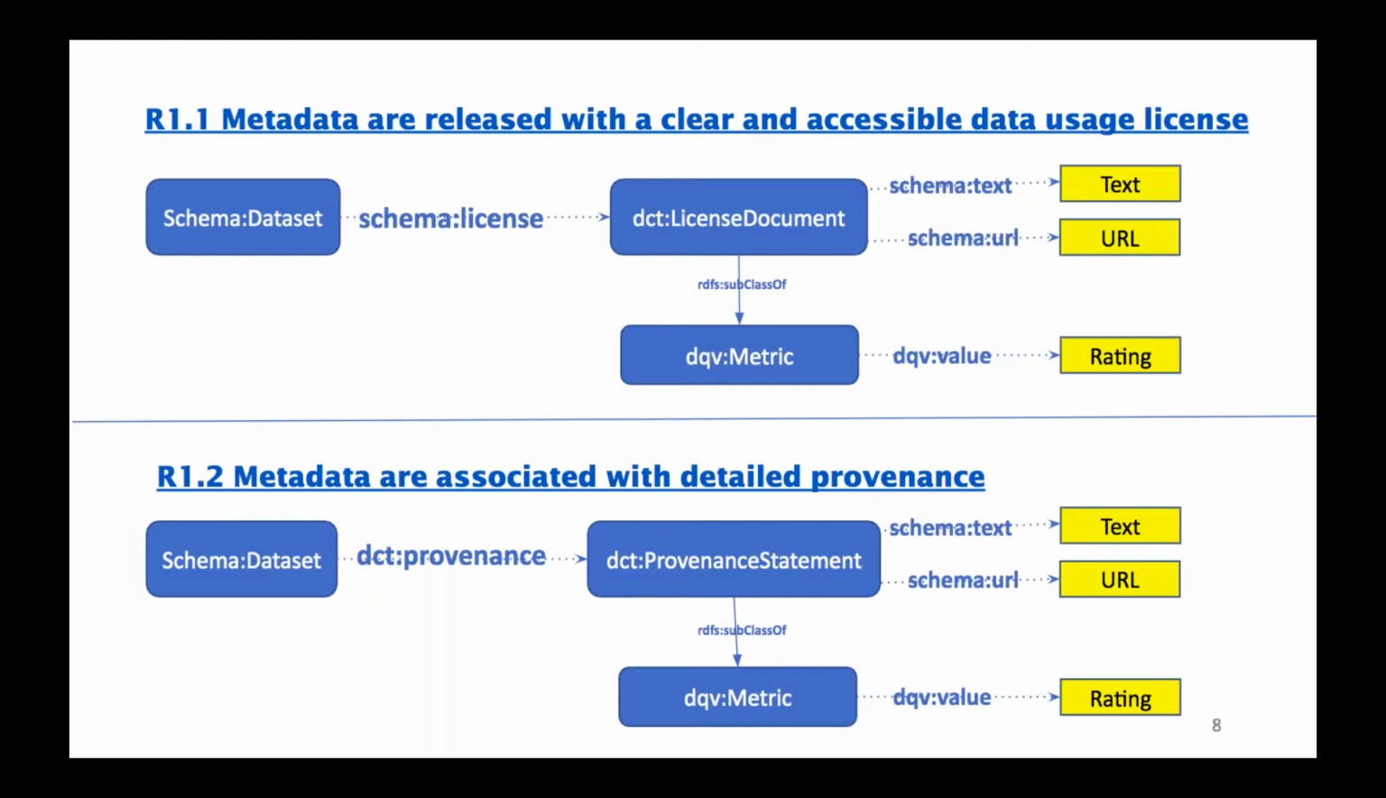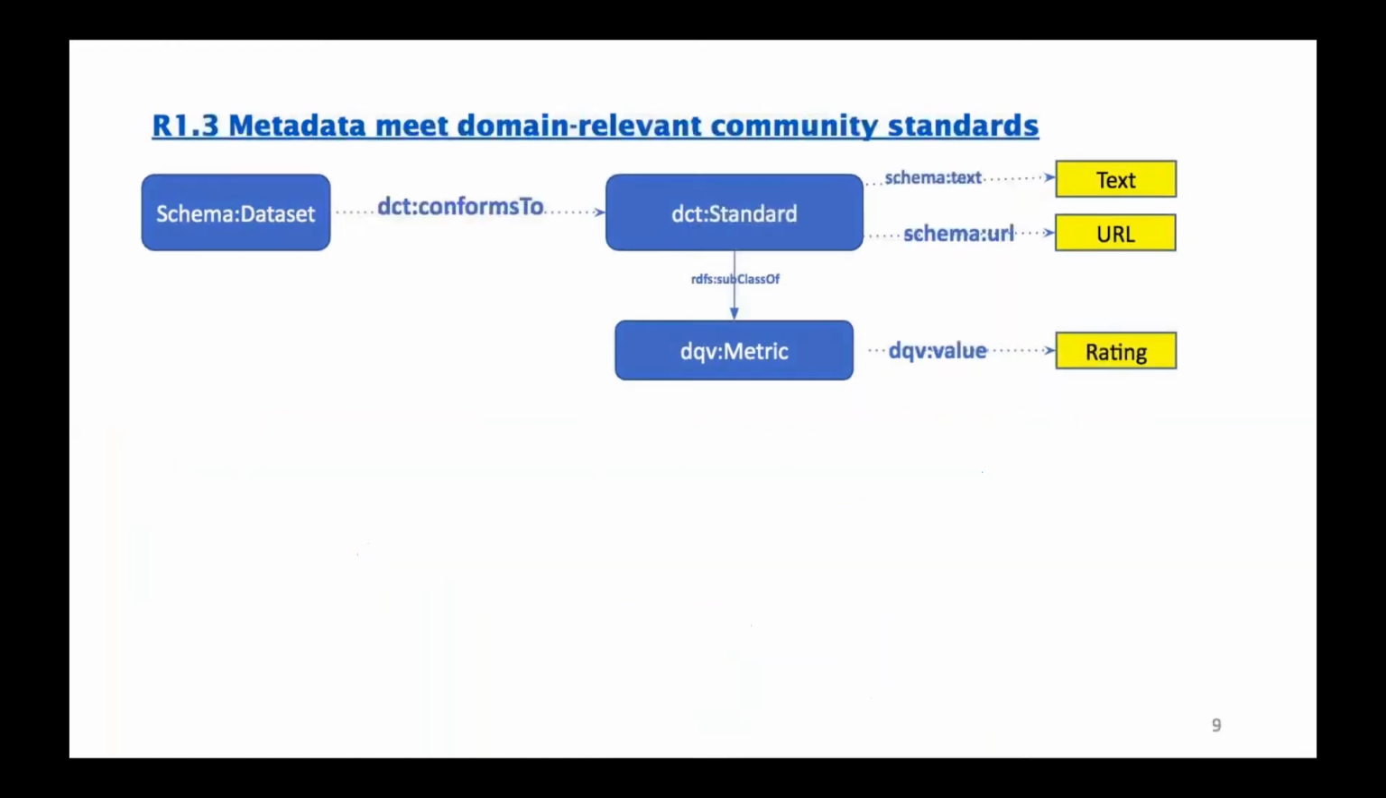And finally, we have R1.3: metadata meet domain-relevant community standards, using the property called conforms to, linking the dataset to a class called standard, and we are inserting the standards that this dataset is following, like ISO 19115, and if this is inserted, we will give it a value rating.